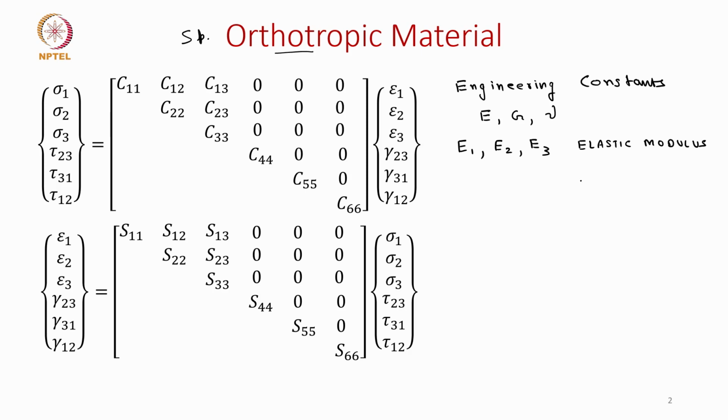Similarly, we can also discuss the shear modulus, where again we should write it in terms of the planes, such as G12, G23 or G31. And lastly, the Poisson ratio, which we represent as nu ij.